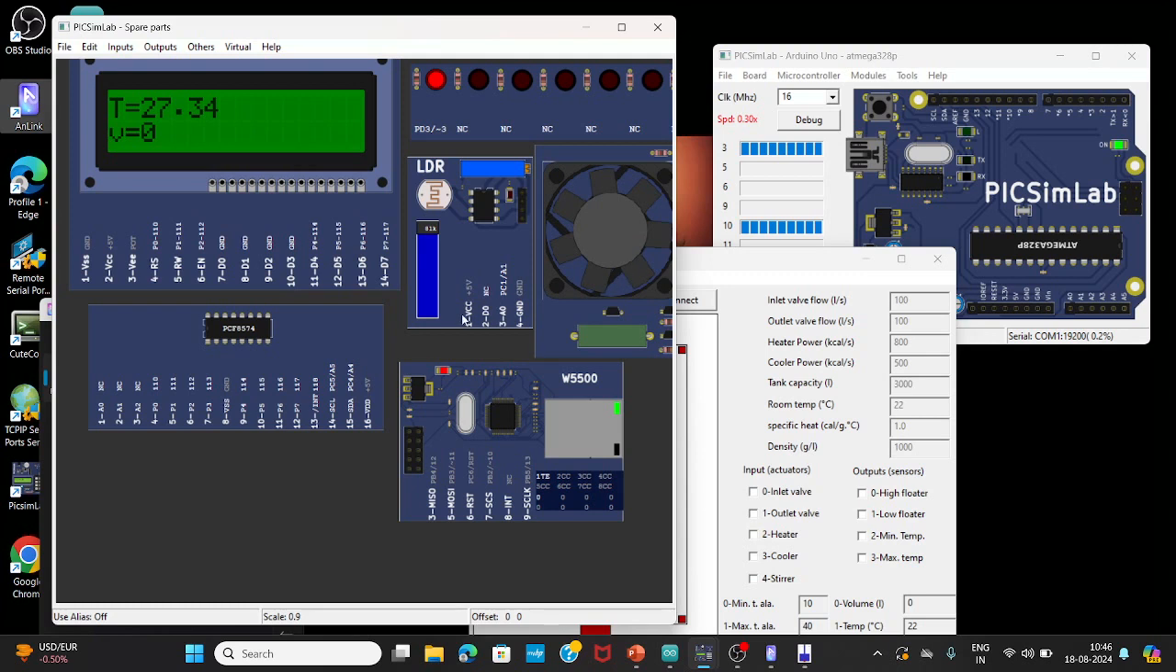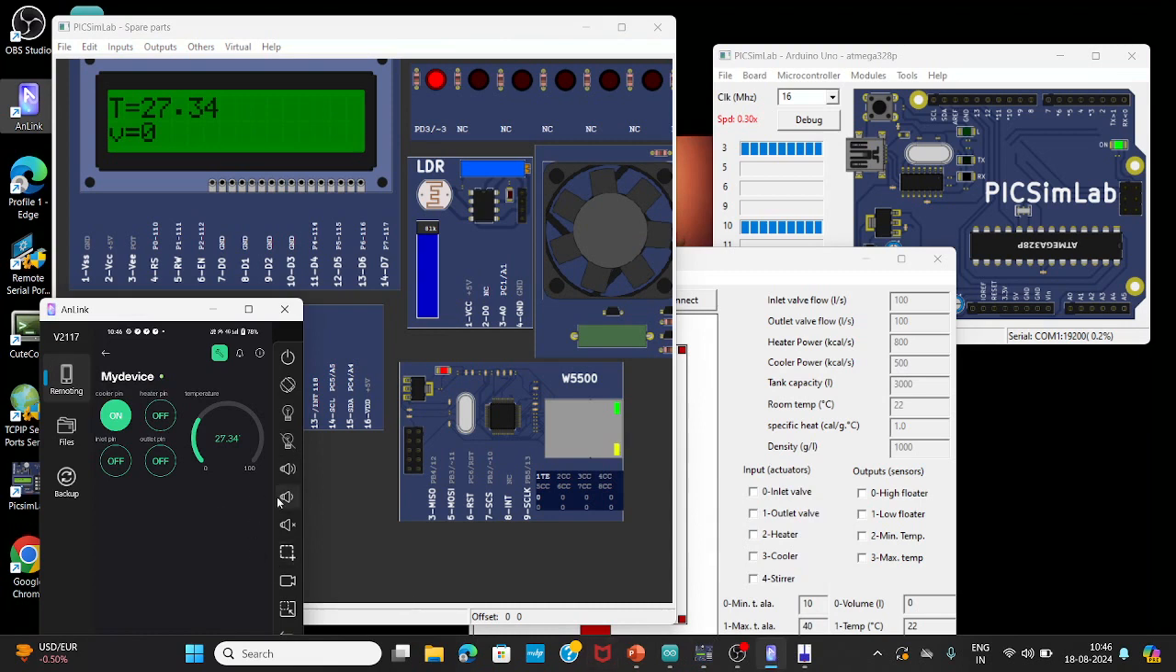You can see my mobile screen. Through these buttons, I'm switching on the heater and cooler. When I am turning on the cooler button, you can see the cooler is switching on and the same thing is reflected on the CLCD screen. And when I am turning it off, the cooler is switching off and the CLCD is showing cooler off.